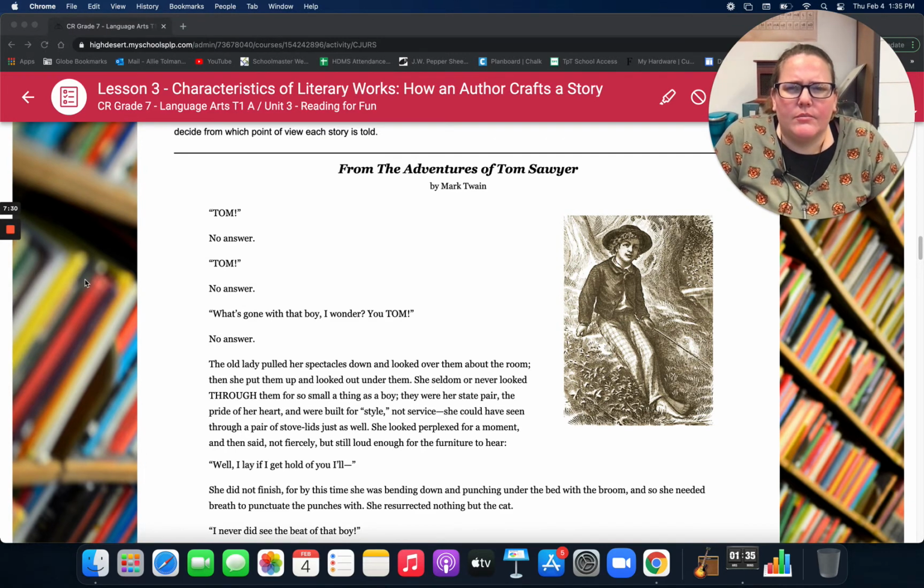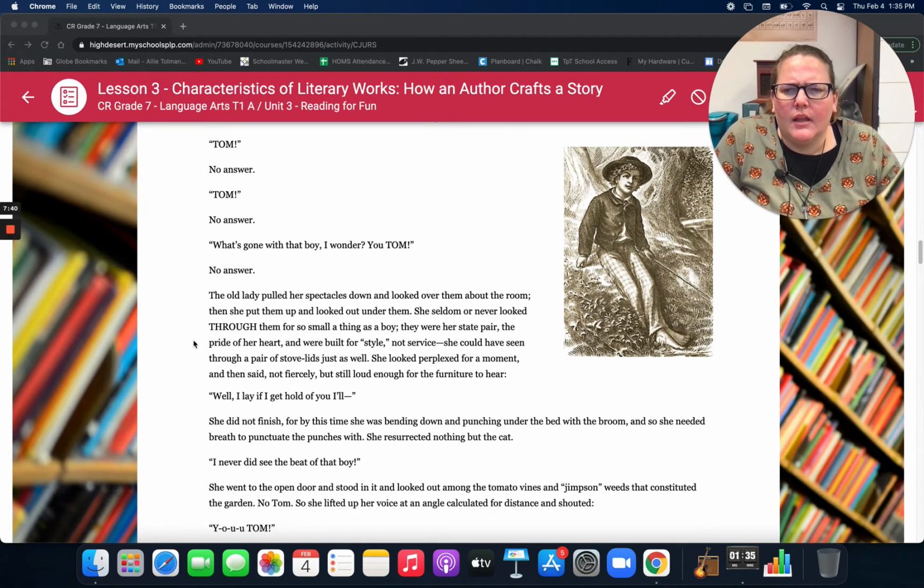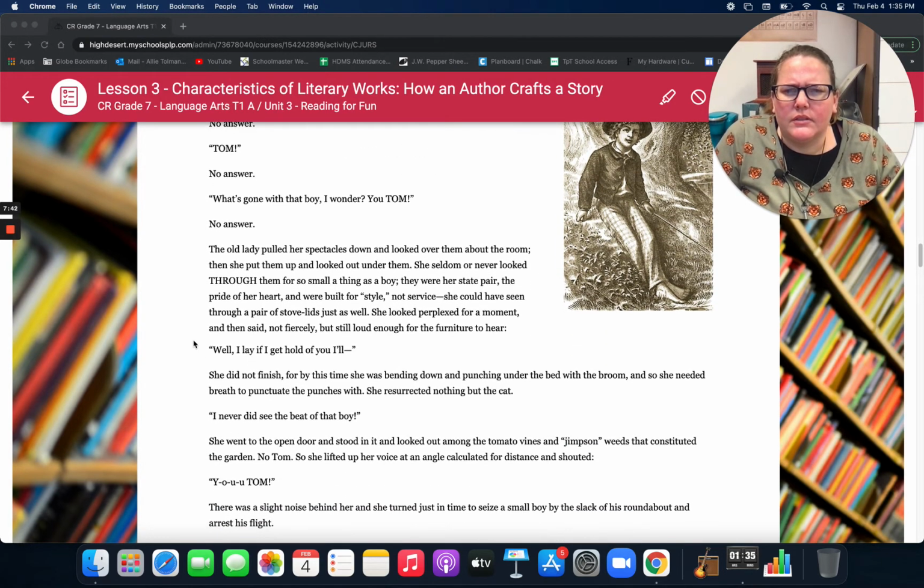From The Adventures of Tom Sawyer. Tom! No answer. Tom! No answer. What's gone with that boy, I wonder? You, Tom? No answer. The old lady pulled her spectacles down and looked over them about the room. She then put them up and looked out under them. She seldom or never looked through them for such a small thing as a boy. They were her state pair, the pride of her heart, and they were built for style, not service. She could have seen through a pair of stove lids just as well.